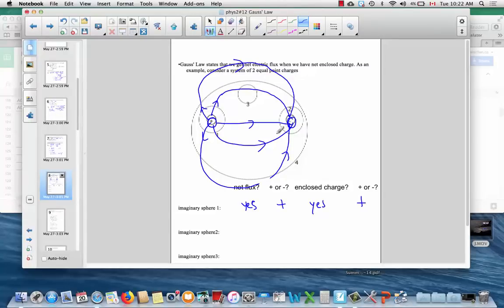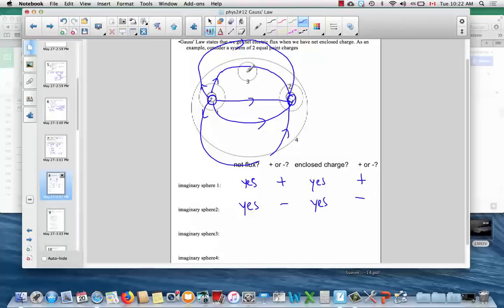Next, we look over here at this second imaginary sphere. Is there net flux? Yes, there's net inwards flux. Inwards flux is negative. Is there enclosed charge? Sure. Notice that it's a negative charge. So you're beginning to see a proportionality here between the net flux and the type of enclosed charge.